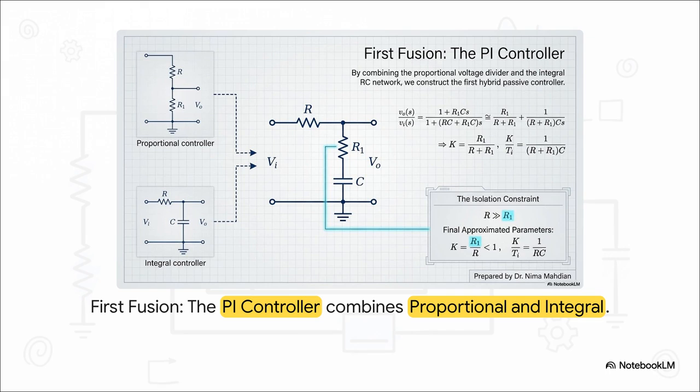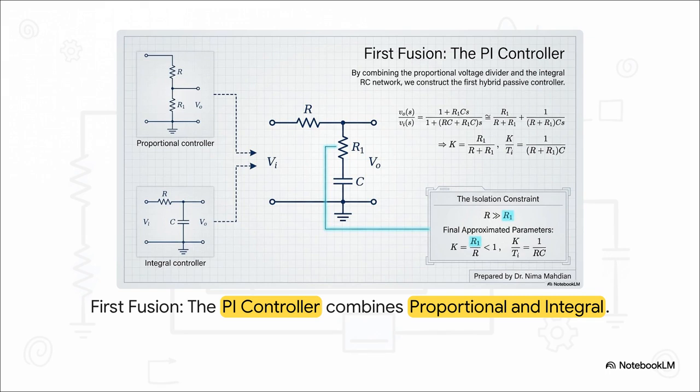By taking that isolated proportional voltage divider and our integral RC network and smashing them together, we construct the hybrid circuit you see in the middle. We've got resistor R in series, and then resistor R1 and capacitor C in parallel to ground. The exact transfer function now gets a bit chunkier.